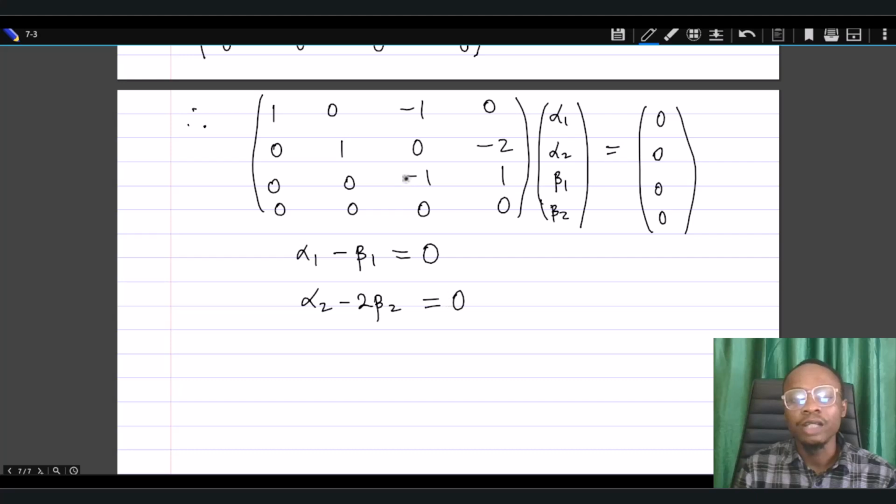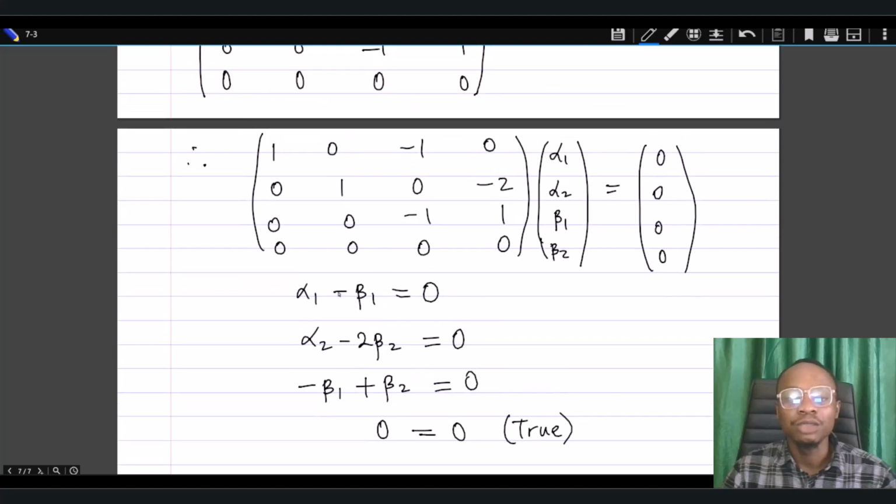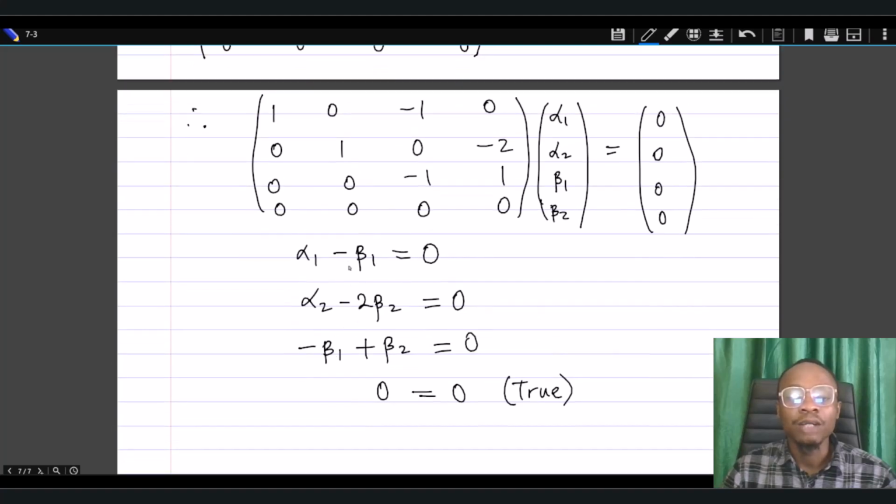Good. Then on the third row, we have minus 1 and 1. So this will correspond to minus beta 1 plus beta 2 equals 0. And then on the last row, we have just 0. So that's 0 equals 0. Obviously, that is true. 0 is indeed equal to 0. So we have these equations now to deal with. We can now see that we have 3 equations basically and 4 unknowns.